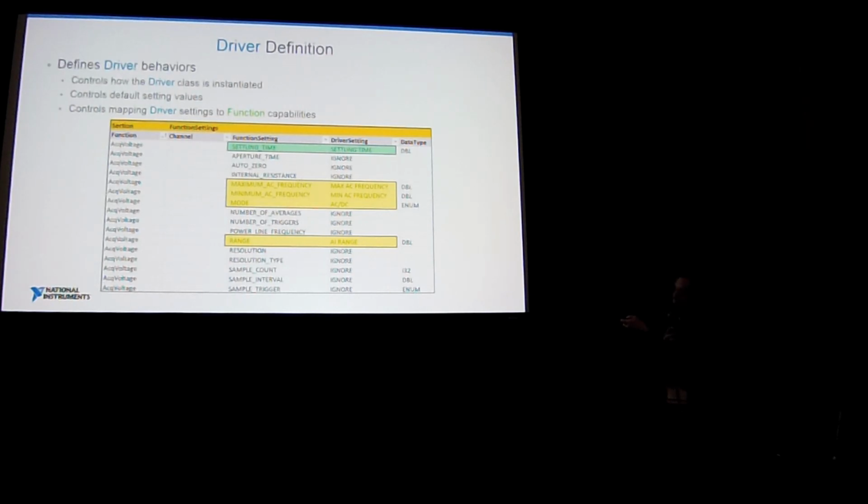And you can see settling time at the top was actually a direct match between acquire voltage and this piece of hardware. They both have the same concept and the same name. You can see these yellow ones, they had the concepts, but not the same names. And then you can see a whole lot that are ignored here. That says that as a driver developer, I acknowledge that for acquire voltage, this was a setting that you recommended that I implement, and it has no meaning to me, and it doesn't matter. I intentionally marked it as ignore.